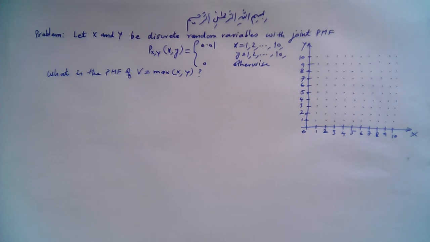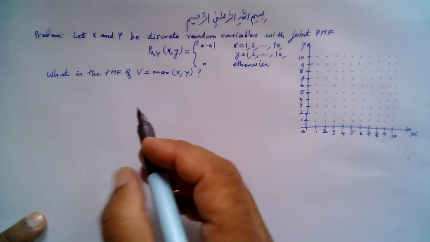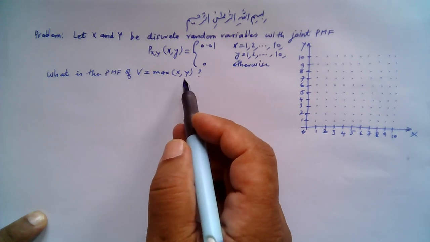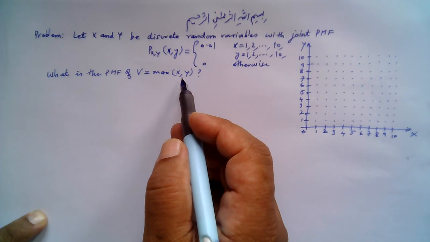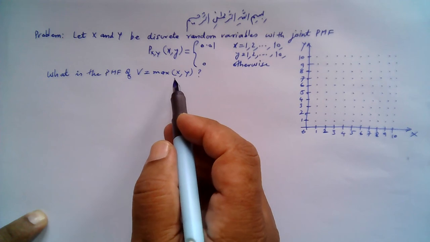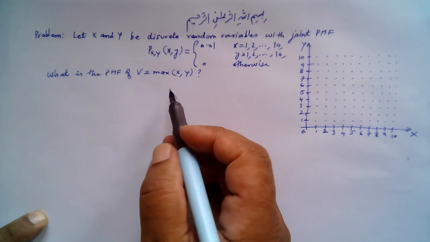So before we begin the solution to this problem, let us see the nature of the random variable V is equal to max(x, y), right? Max(x, y) means the maximum value of either of x or y. So if x is greater than y, then the maximum of these values is x, and if otherwise y is greater than x, then the maximum of these two values is y.